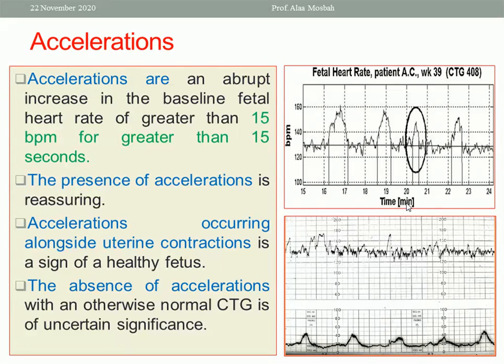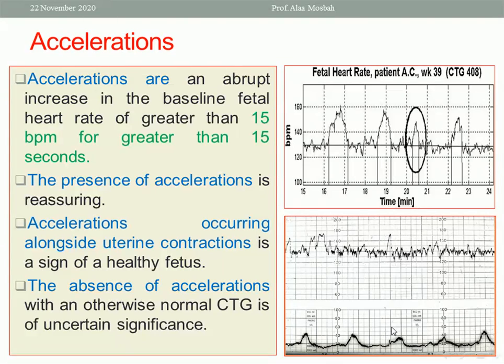Acceleration occurring alongside uterine contraction is a sign of a healthy fetus. If you find this acceleration, as in this picture, with uterine contraction at the same time as the uterine contraction, it is a good sign that the baby is healthy. Okay?